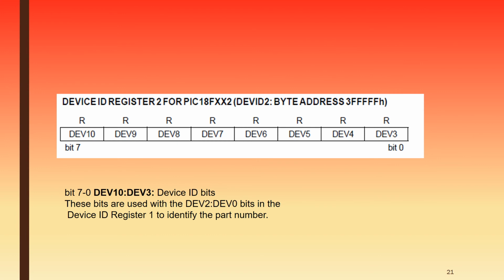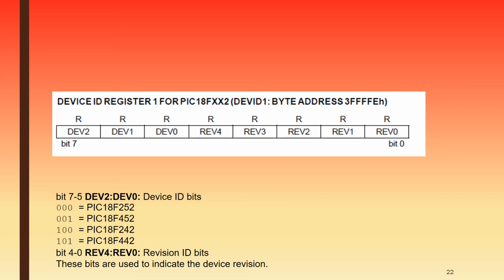Now there are again 2 more register bits. So device ID bits, you can have device ID from device DEV10 to DEV3. So these are the bits, they are numbered like this. These bits are used with DEV2 to DEV0 bits in the device ID register 1 to identify the part number. Okay, and then next one is device ID register 1. So for PIC18FXX2, this address is 3FFFFE.